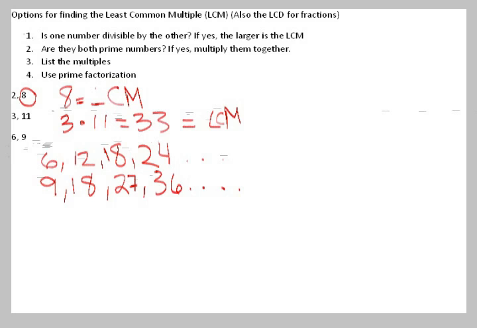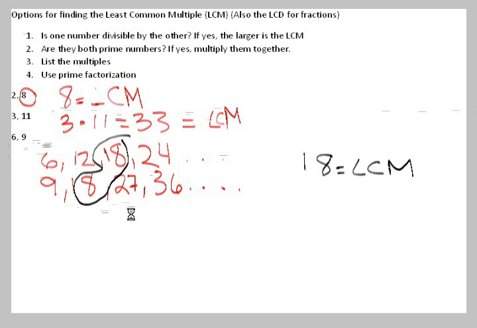Then we look for the smallest number that appears in both lists. In this case, it's 18. We see that 18 is in both lists. So 18 is the least common multiple for 6 and 9. And our very last option is to use prime factorization. So let's use the prime factorization method to find the least common multiple for 6 and 9 as an example.